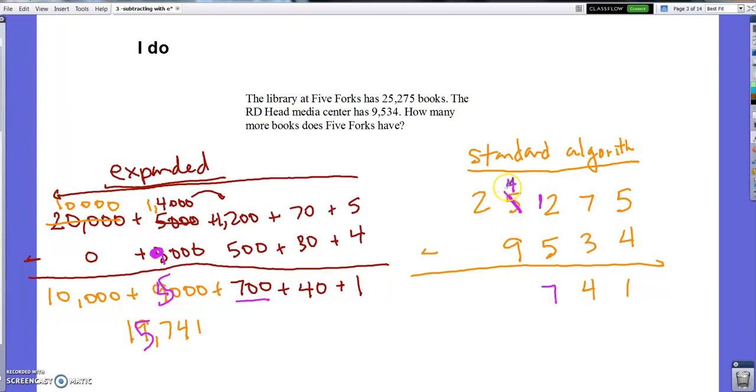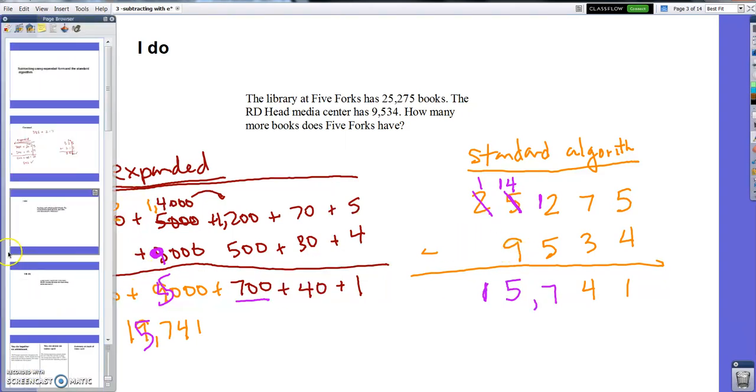So in any event, same thing though, right? I can't do 4 minus 9, 4,000s minus 9,000s. So I've got to take a 10,000 and package it up as 10 1,000s. So now I've got 14 1,000s in the thousands place, which I would never leave, but since I'm subtracting, 14 minus 9 makes 5, and I'm okay in my answer. I've got just one digit in my thousands place, and 1 10,000 minus none makes 1. So 15,741 more books at Five Forks than we have.